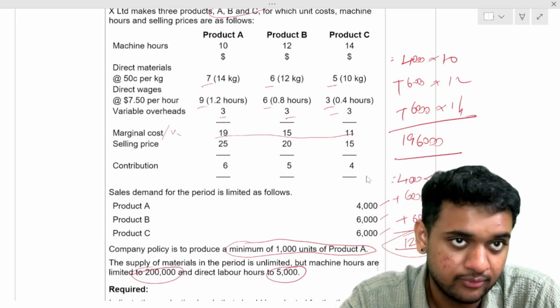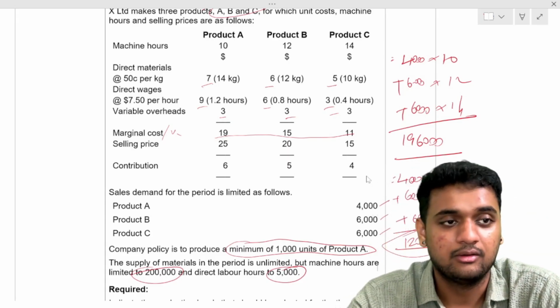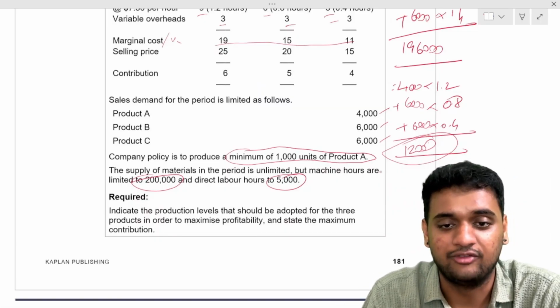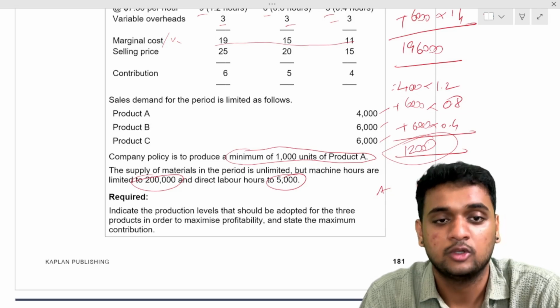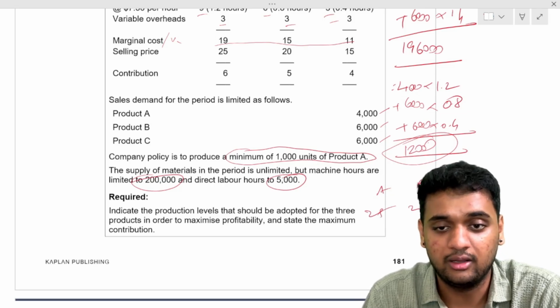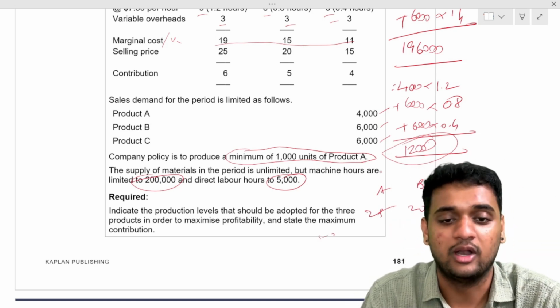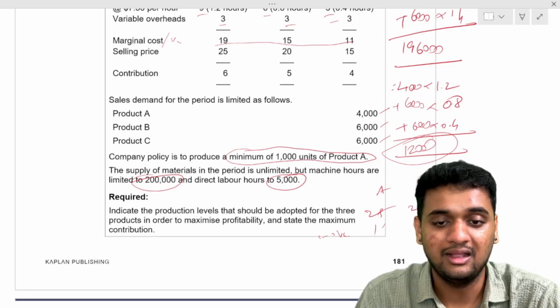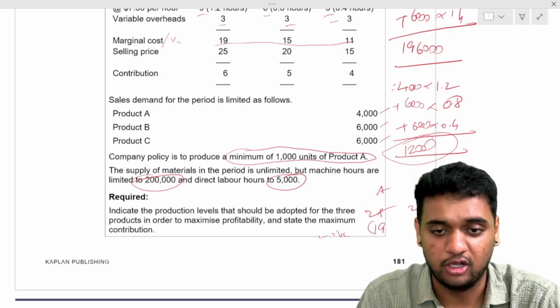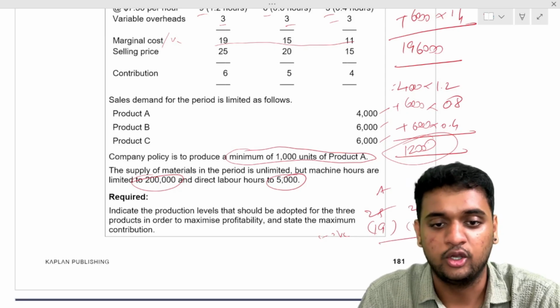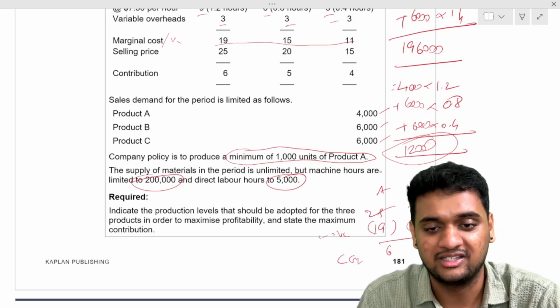Understood, all of you? First I will do, then you can do later. What is the selling price of the 3 products A, B and C? 25, 20, 15. Minus the variable cost, the marginal cost: 19, 15 and 11. You will get contribution 6, 5, 4.